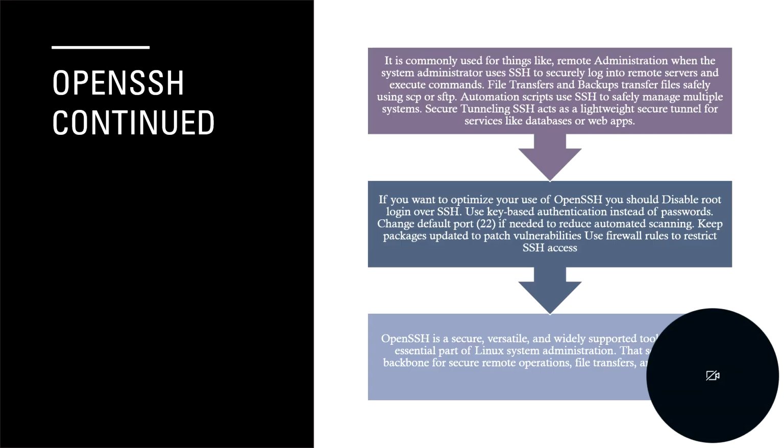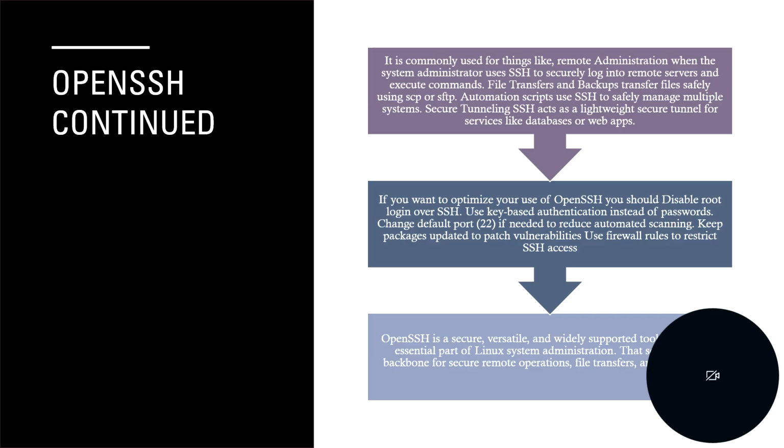Alright, I'm going to continue with my overview of Open Secure Shell. It is commonly used for things like remote administration, where system administrators use Secure Shell to securely log into remote servers and execute commands. File transfers and backups transfer files safely using SCP or SFTP. Automation scripts use SSH to safely manage multiple systems. And secure tunneling: Secure Shell acts as a lightweight secure tunnel for services like databases or web apps.